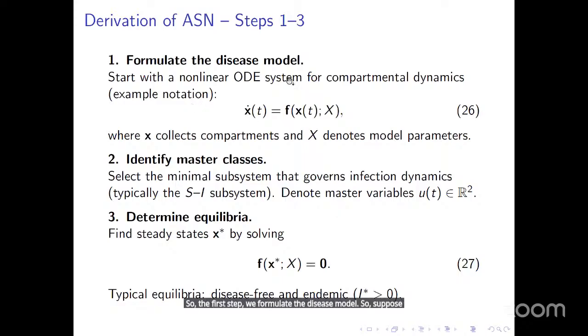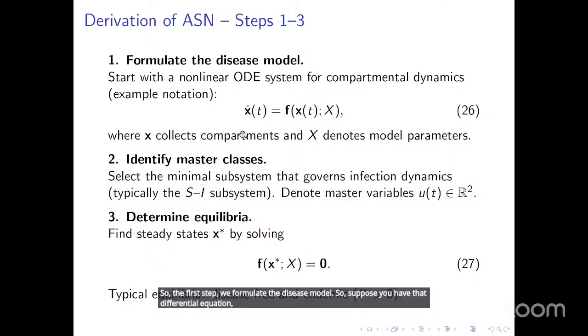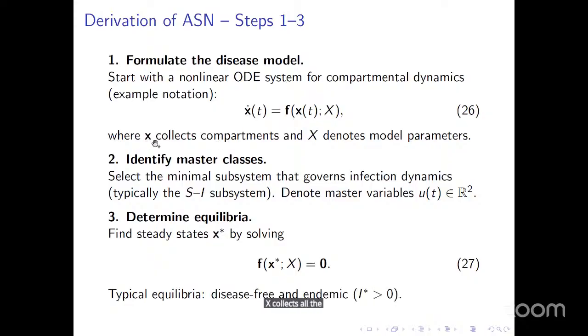So the first step, we formulate the disease model. Suppose you have that differential equation where X collects all the compartments, and theta denotes the model parameters. So you have all the compartments and then the model parameters. The second step is to identify the master classes. We select the minimal subsystem that governs the infectious dynamics, which is the SI subsystem, and then denote the master variables governed by that, and then determine the equilibrium, which we did just now with the SIR model that we know.